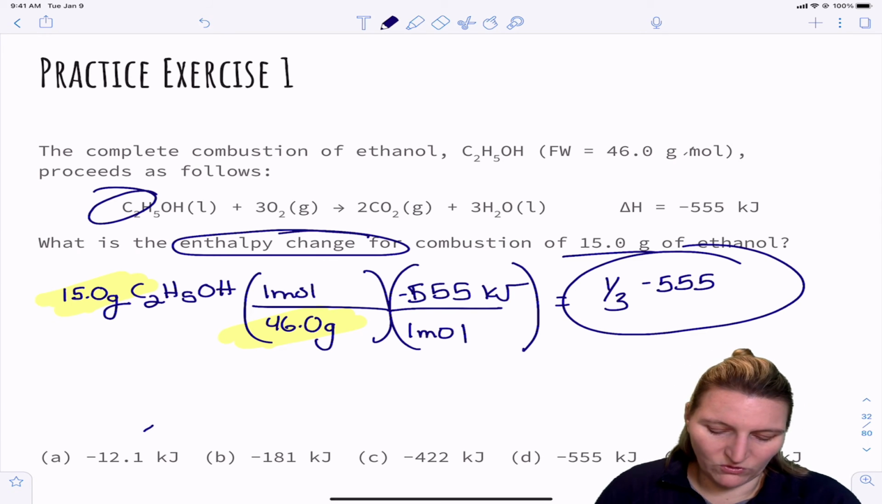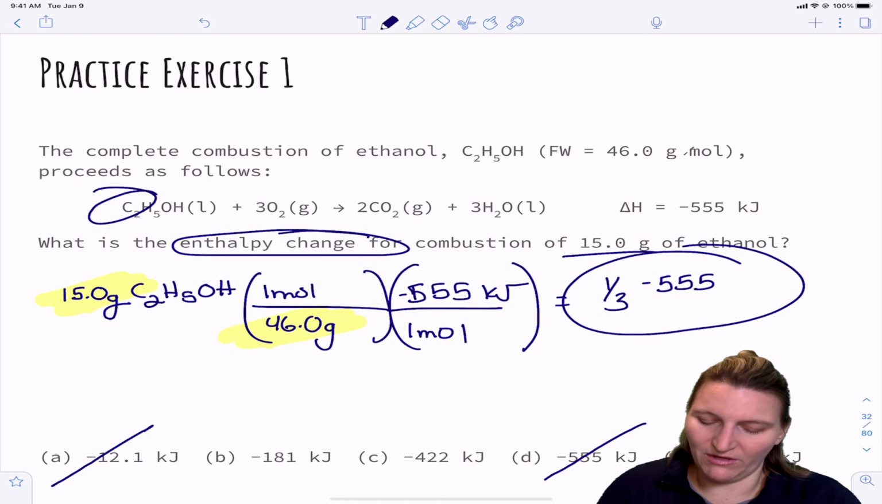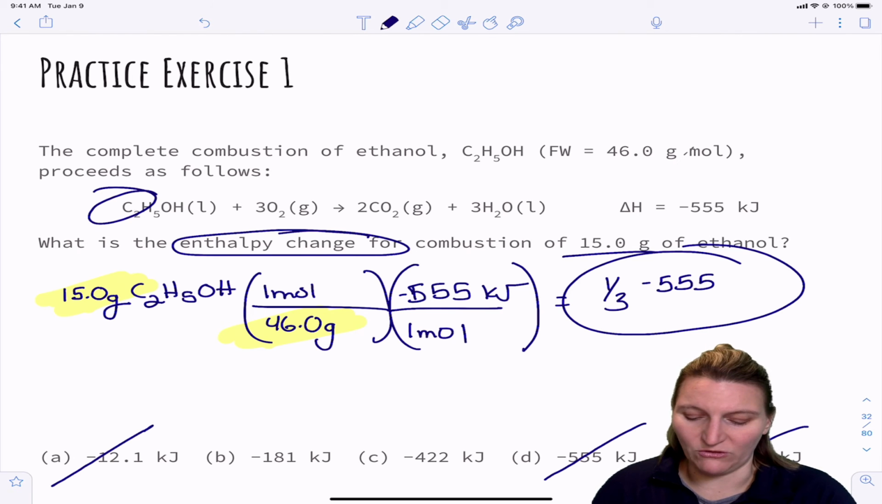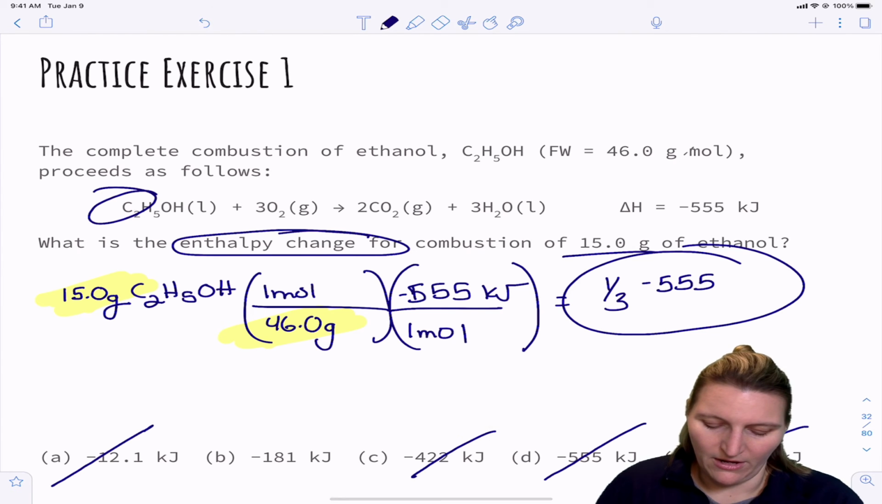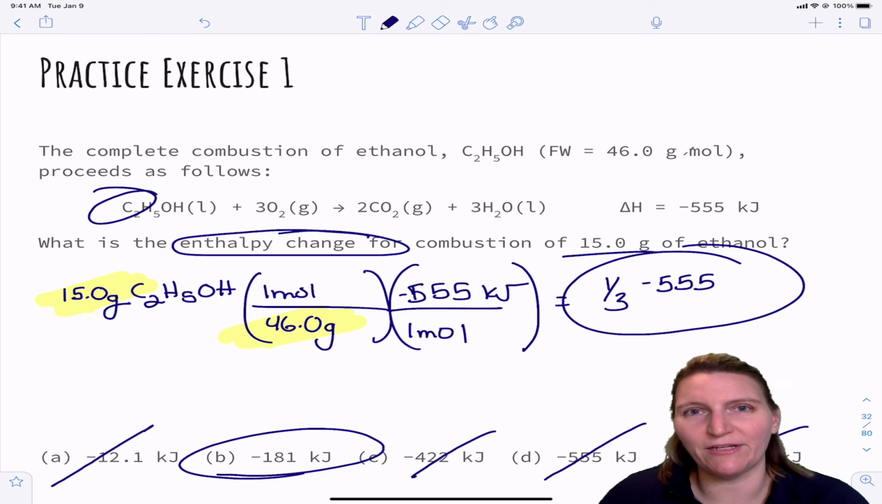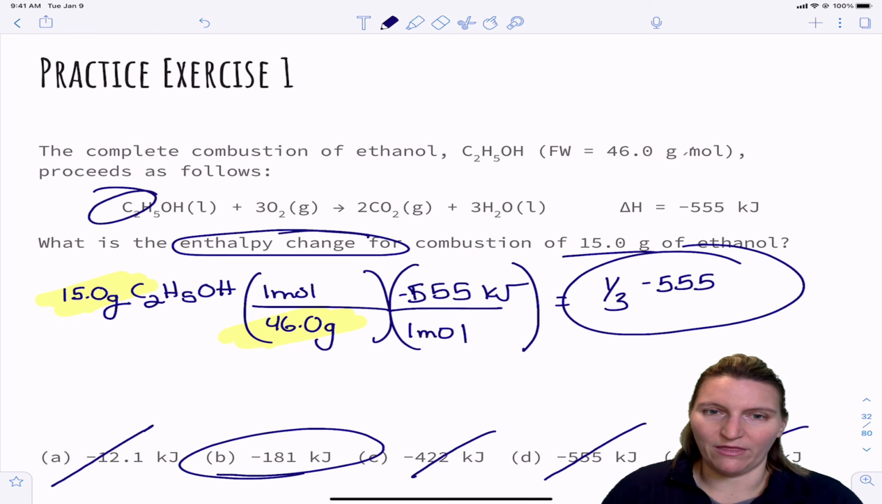And 12 is way too little. It's not going to be 55 and it's not going to be 17. And I don't know what 422 is, but it's not 1/3. It might be 2/3, but it's not 1/3. And so I'm going to go with B. And if you plug it into a calculator, it does come out with about that answer. Right? So that's how you can do that problem without a calculator.